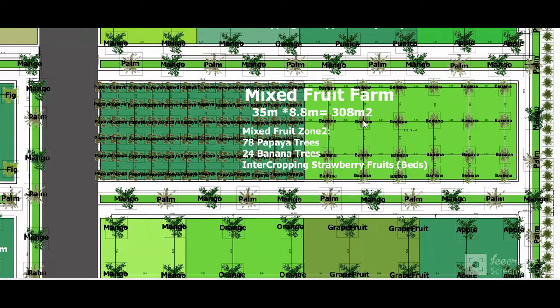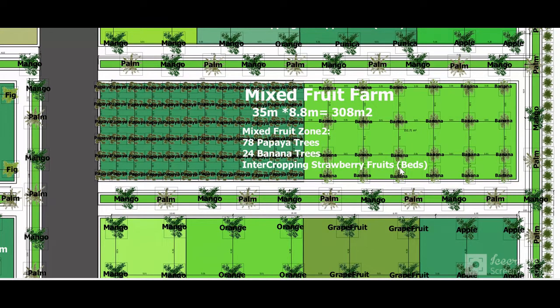It is about 308 meter. Okay, we have 78 papaya trees and 24 banana trees. Also, we can use intercropping fruit under banana, because under papaya it is very narrow, but under banana we can use the bed to cultivate strawberry fruits. This is optional. Now we can have 78 papaya and 24 banana, and also intercropping strawberry fruits.